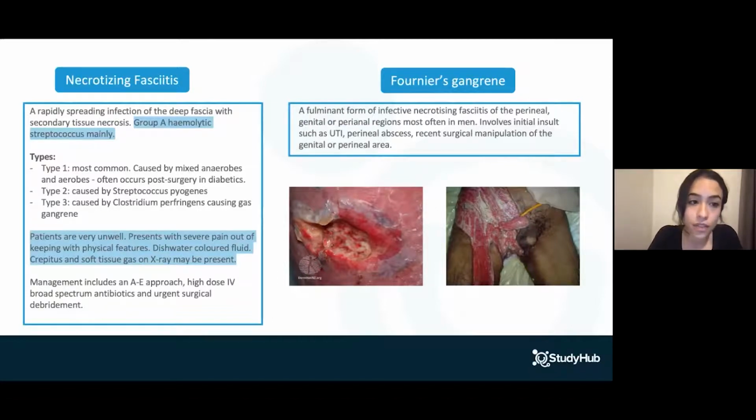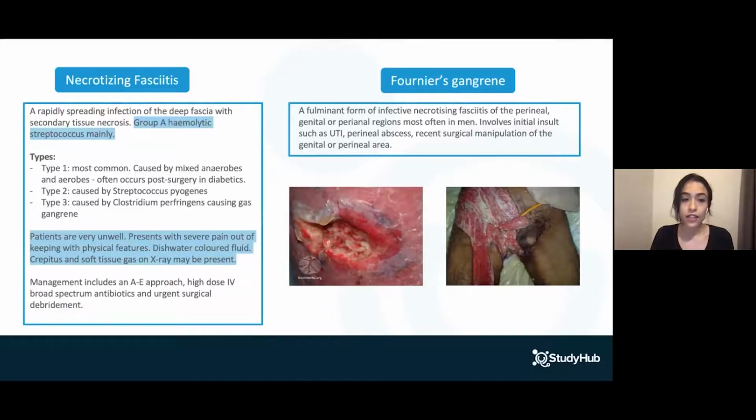There are 3 types of necrotizing fasciitis. The first is most common, and it's caused by a mixture of different bacteria, anaerobes and aerobes. Typically in a vignette, it will be post-surgery in a diabetic. Type 2 is most commonly caused by Strep pyogenes, and type 3 is gas gangrene. Okay, so gas gangrene is a type of necrotizing fasciitis caused by Clostridium.